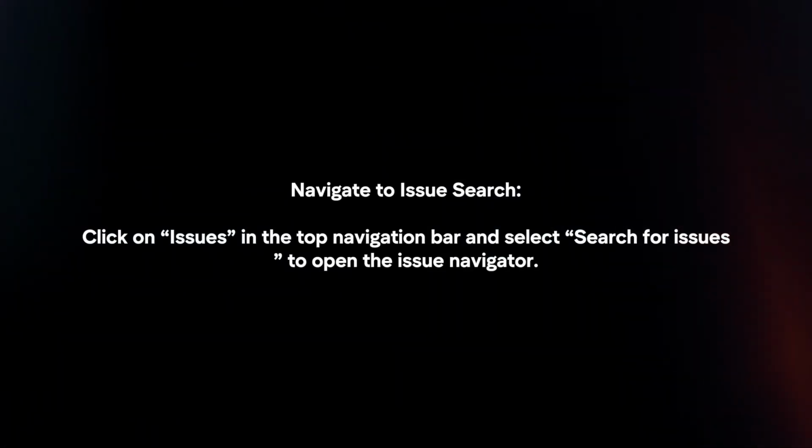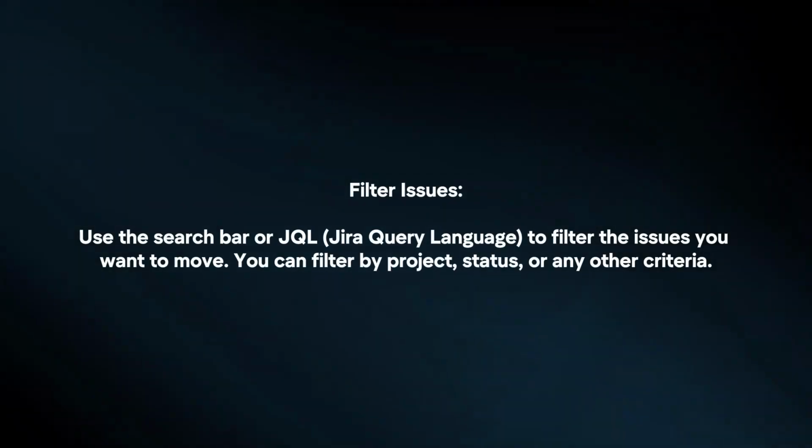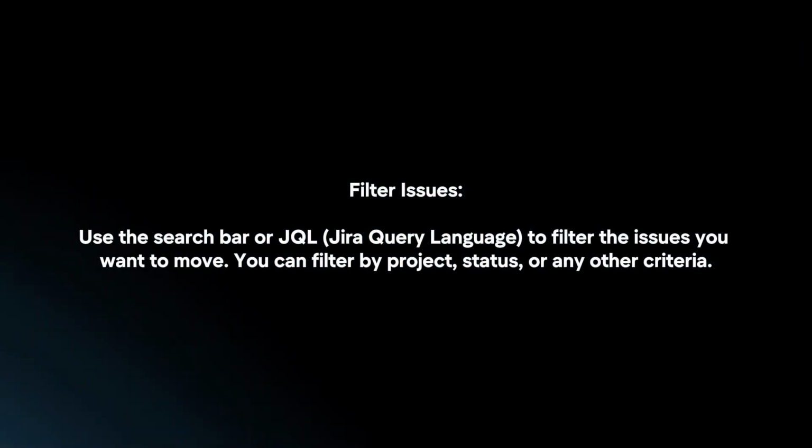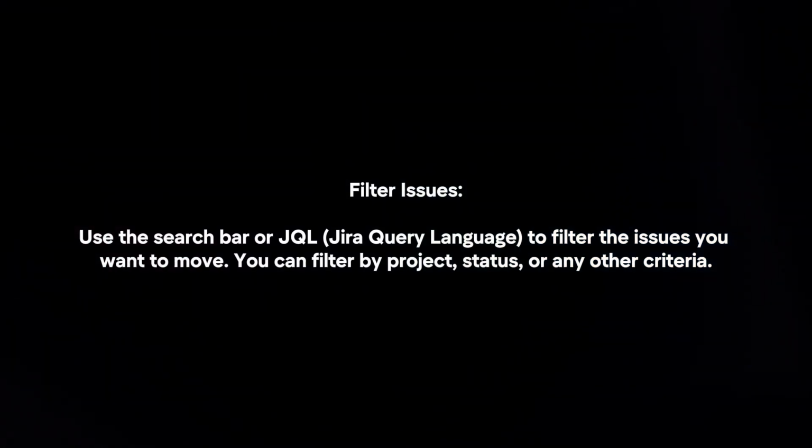Navigate to Issue Search. Click on Issues in the top navigation bar and select Search for Issues to open the Issue Navigator. Filter issues. Use the search bar or JQL to filter the issues you want to move. You can filter by project, status, or any other criteria.